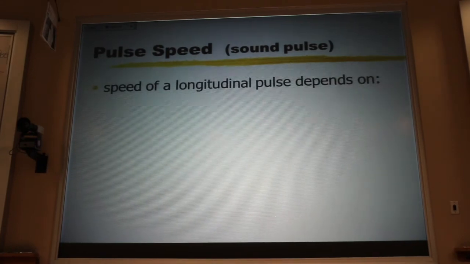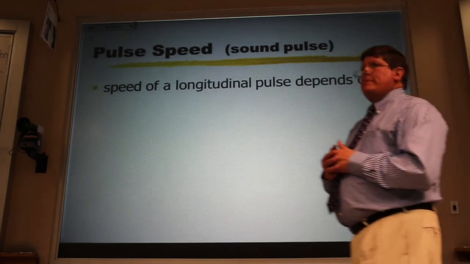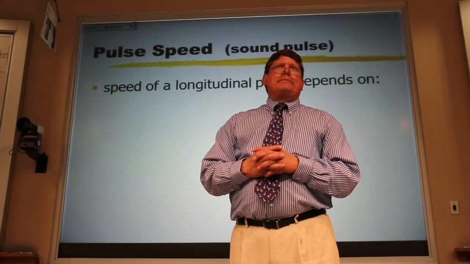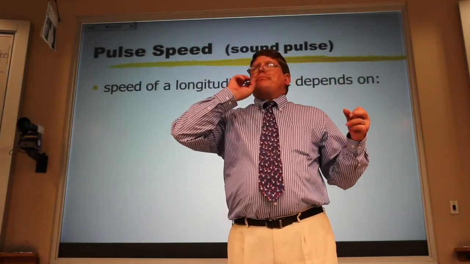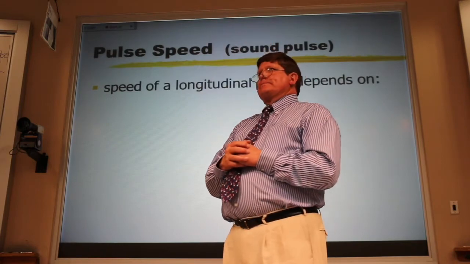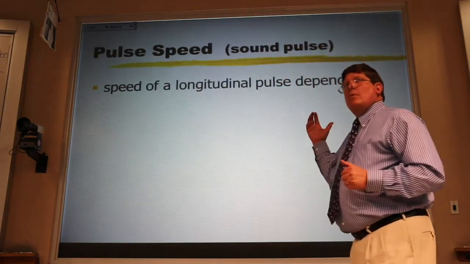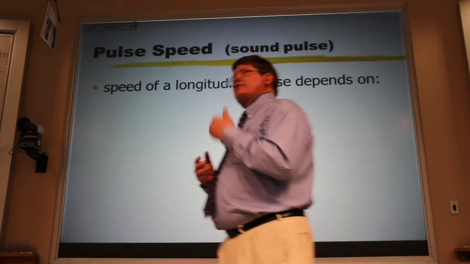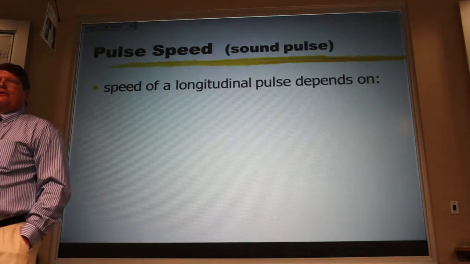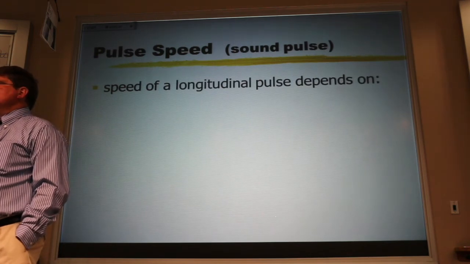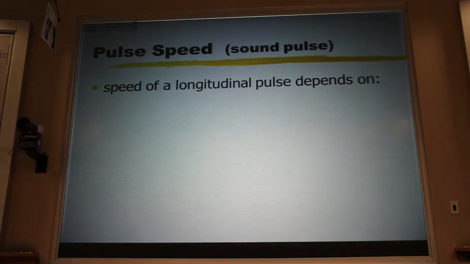For longitudinal pulses, we're going to deal mainly with the most common type, namely sound. When I go, ha! That pulse propagates across the room. What determines how quickly it gets from this side of the room to that side of the room? What should determine how quickly it moves? The density of the air? Okay. So let me write this down.